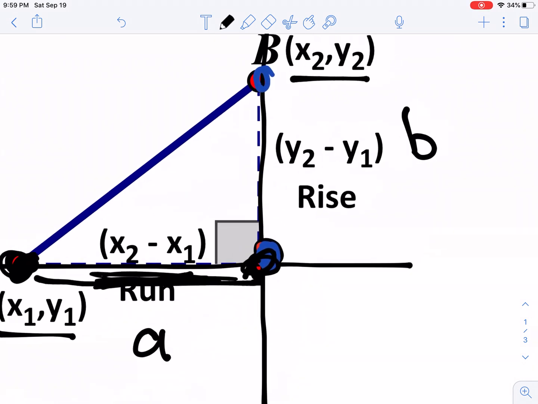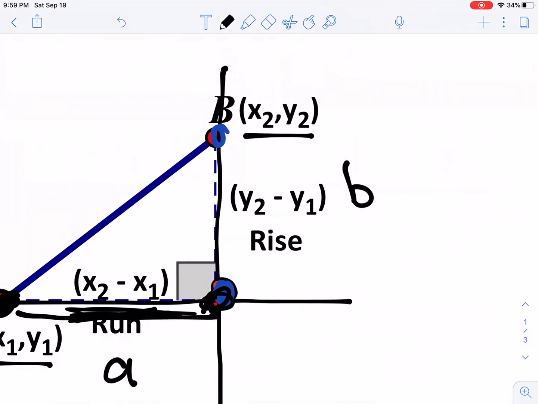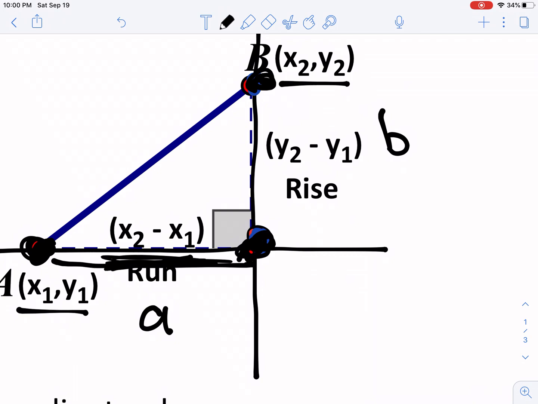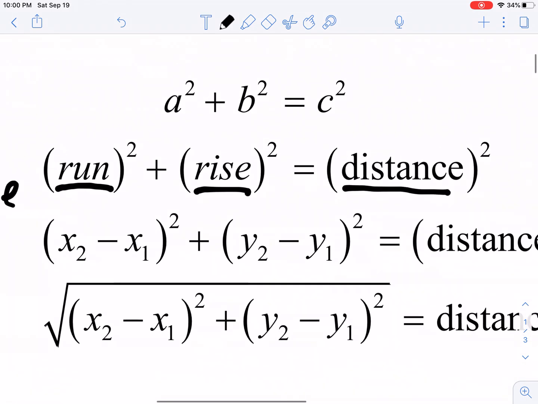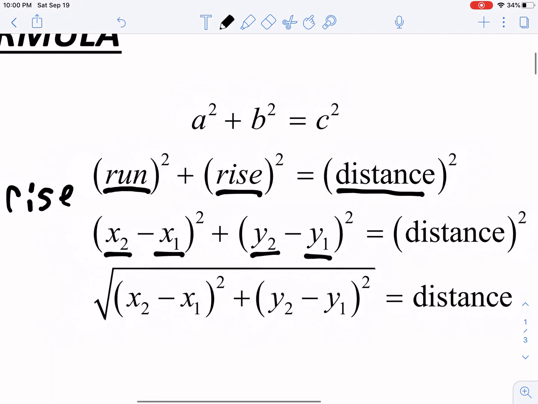Well, then how do I find the distance of the rise? Well, that's subtracting the y values. If I take this y value minus this y value, in other words, y2 minus y1, that gives me the rise b. So that would give me the distance a and the distance b, the rise and the run, okay? Then if I know those values, if I know that the run is just x2 minus x1, and I know that the rise is just the y2 value minus the y1 value, I can substitute those values in for my run and my rise. Well, now I have something to work with here.